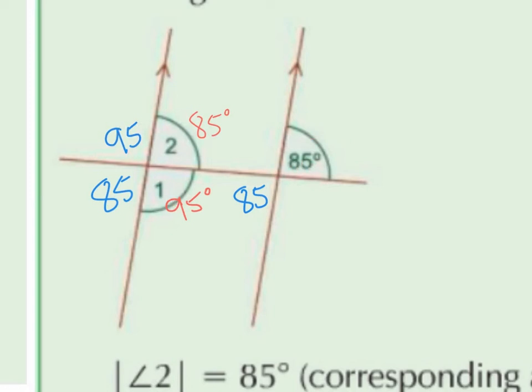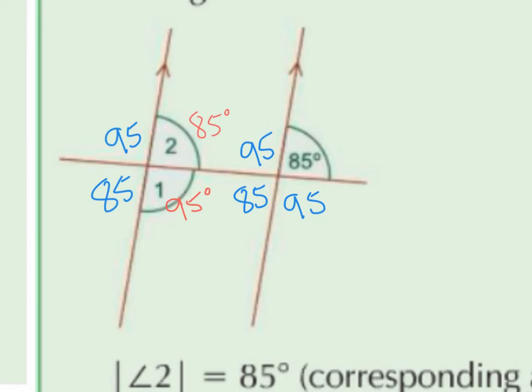If this is 85, then this angle must also be 95, because angles on a straight line add up to 180 degrees. And also, 95 and 95 are corresponding with each other. They're in the same place, so they're also equal. So if this is 95, this angle is corresponding with it, so it's also 95. And it's also opposite to this angle, which means it's also equal to 95.